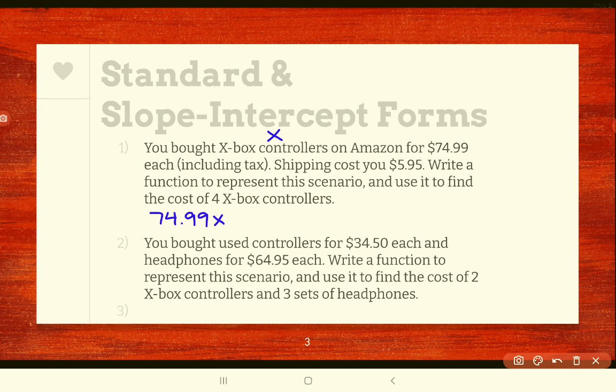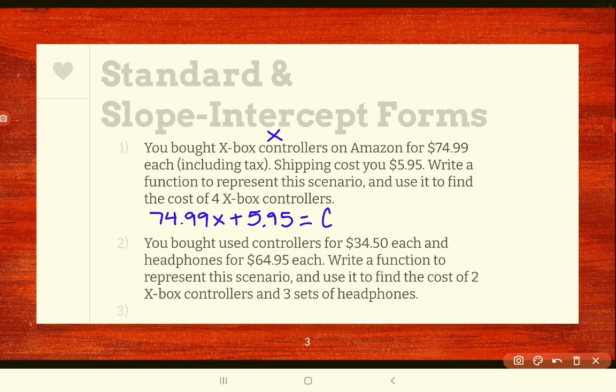But then in addition to that, you had to pay $5.95 for shipping. And we'll say that that's equal to C for cost. There's my equation right there, 74.99x, because x represents the number of controllers. I can plug in a 3, 4, 5, however many I bought, plus the shipping cost. The shipping cost is the same no matter what, because they're going to throw them in the same box either way, okay? And maybe they have a special deal.